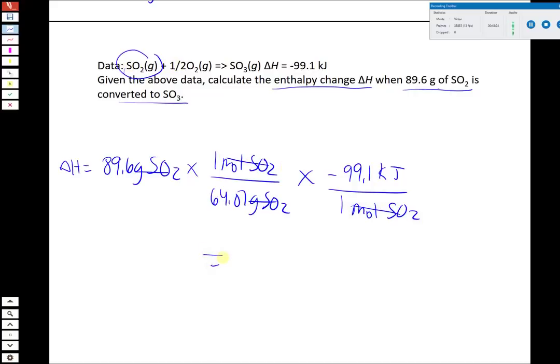All right, so when we multiply this across, we get minus 138 kilojoules. Or minus 139, I guess is probably the better way to round that, but both of those would have been fine. Minus 139 kilojoules when we multiply that out. So that was a relatively simple step one.